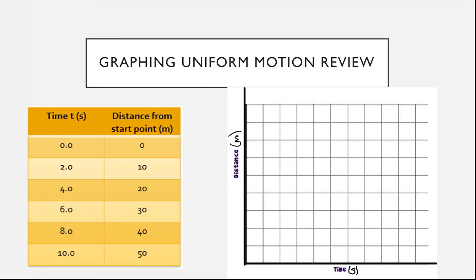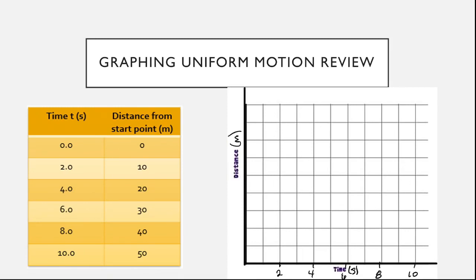I have 1, 2, 3, 4, 5, 6, 7, 8, 9. Oh, look at that, 10. So I'm just going to mark every 2. How about that? So that'll be 2 seconds, 4 seconds, 6 seconds, 8 seconds, and 10 seconds.